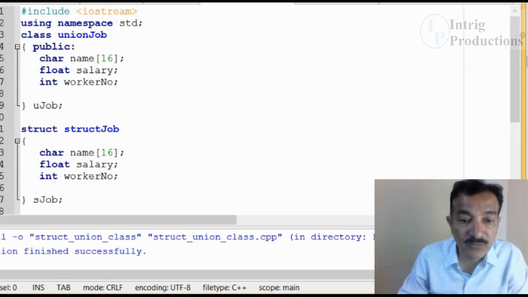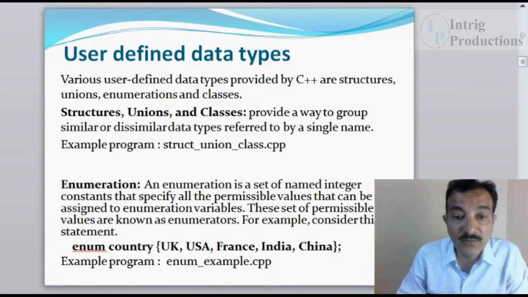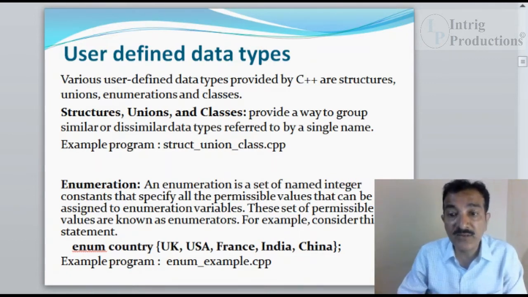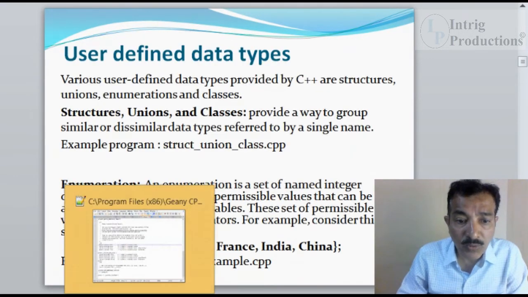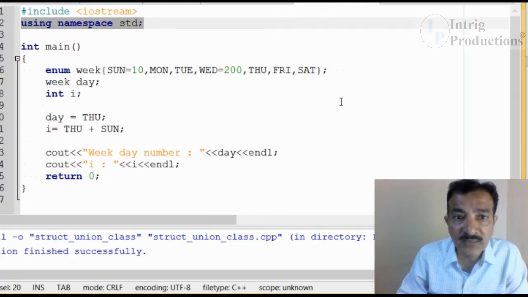So let us go back to our program. Next is the enumeration data type. An enumeration is a set of named integer constants that specify all permissible values. Now I'll show you the enumeration data type through an example.